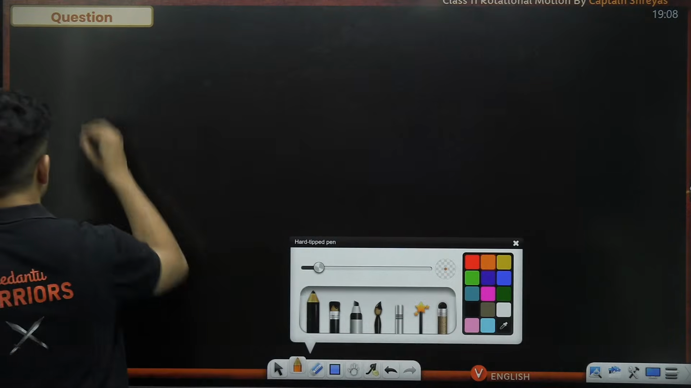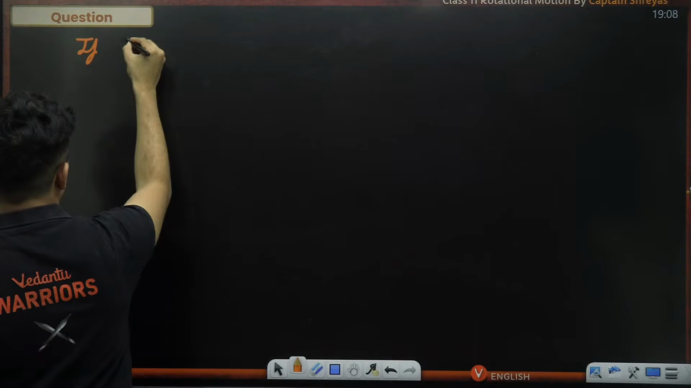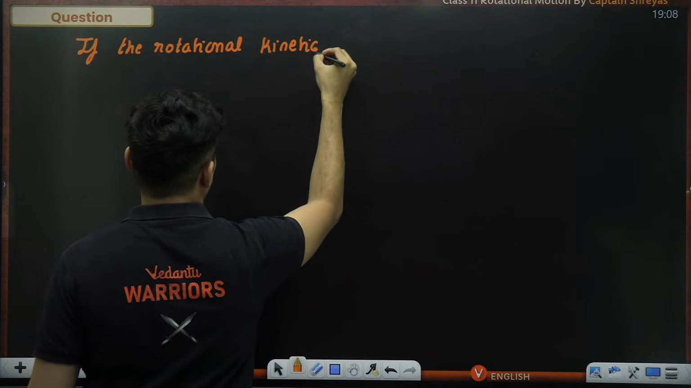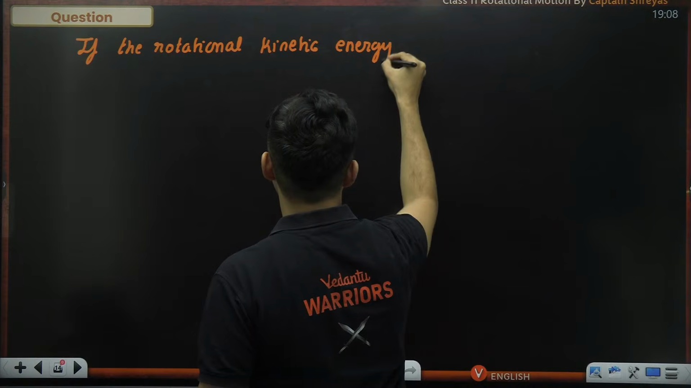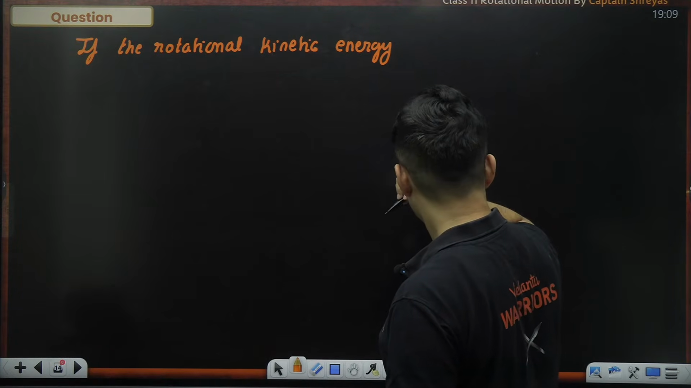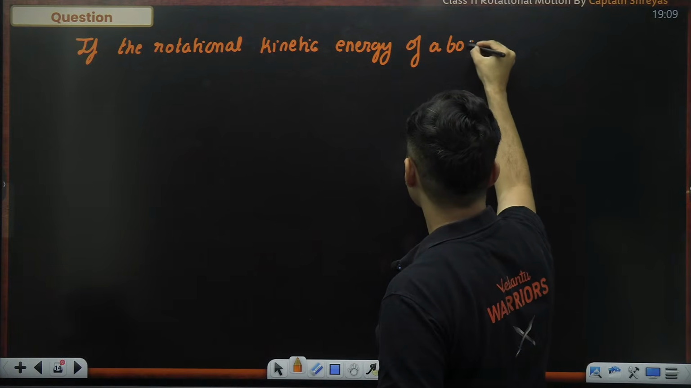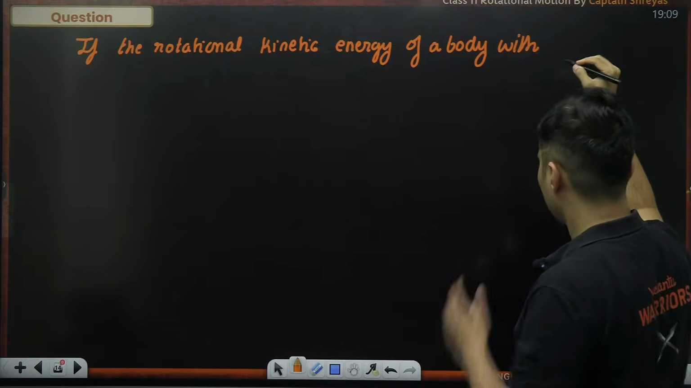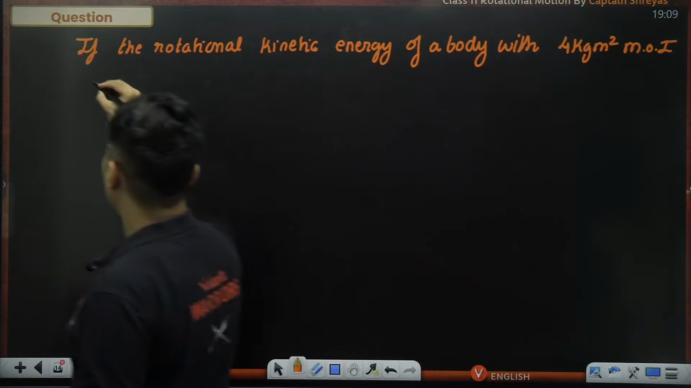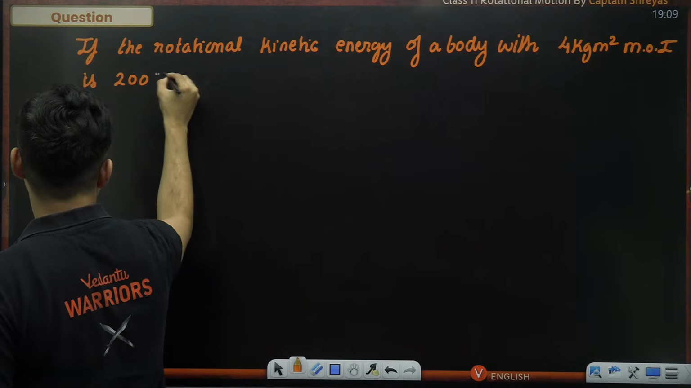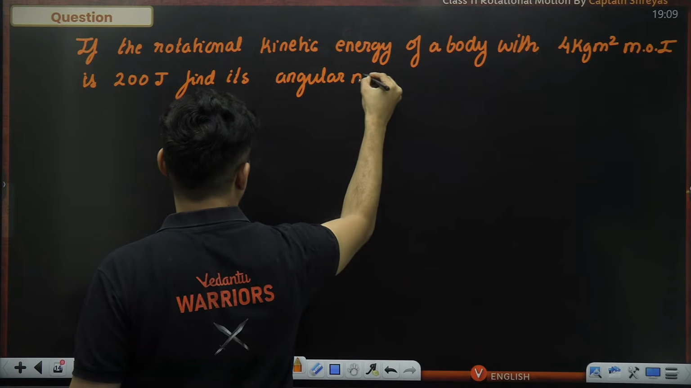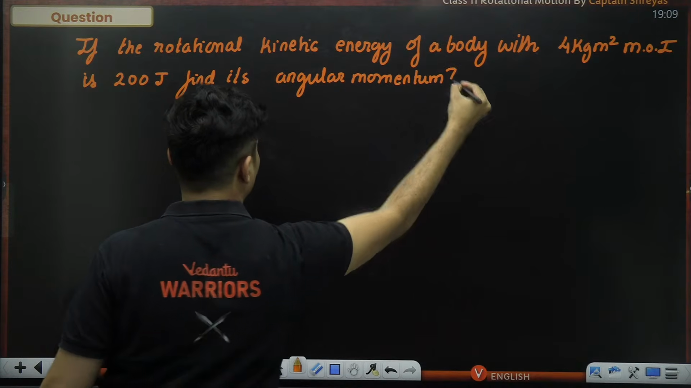Next question on your screen, and here it is. If the rotational kinetic energy of a body with 4 kg meter square moment of inertia is 200 joules, find its angular momentum. That is the question.